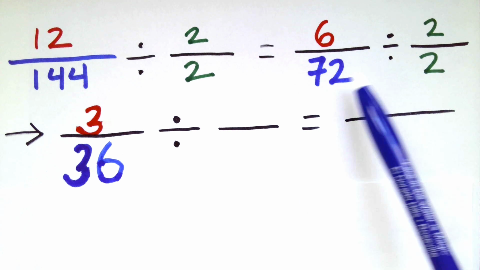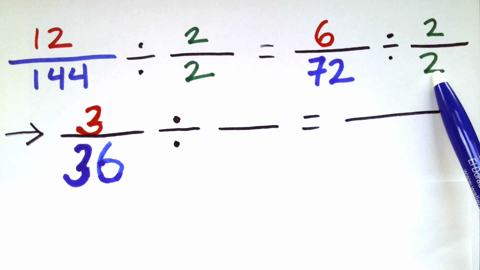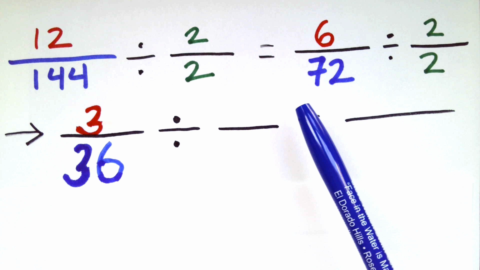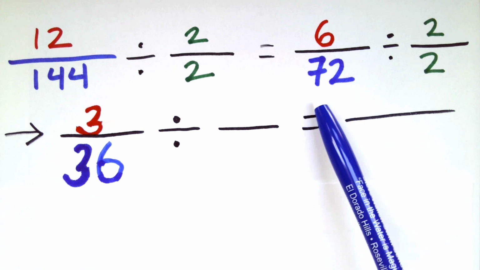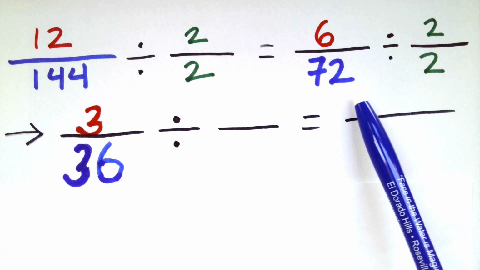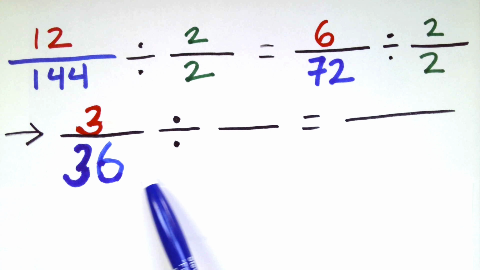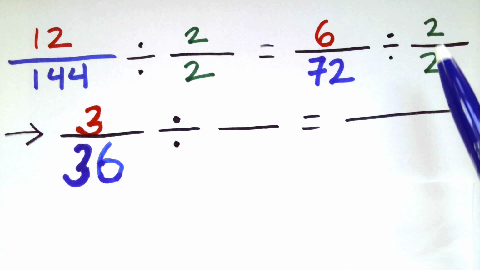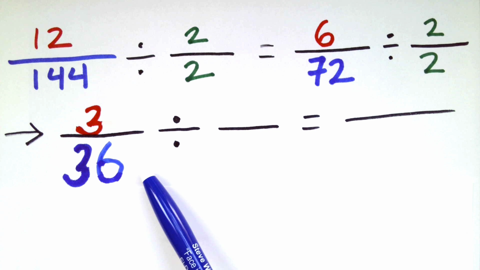Now, if you can't see the 72, let me try to help and show you. 7 divided by 2 is 3, right? Because 2 times 3 is 6. That's where the 3 came up. So 7 take away 6 leaves me 1, and then the 2, which is 12. 12 divided by 2 is 6. You have no remainder. So again, we can divide top and bottom evenly without a remainder. Now we have 3 over 36.